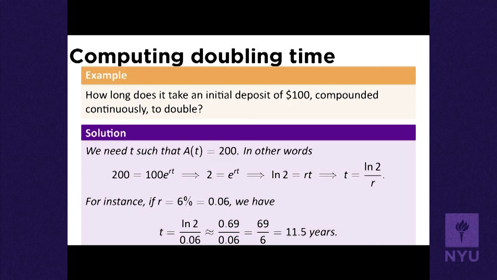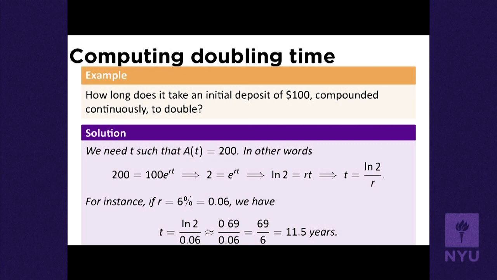Notice that this time value, the doubling time, doesn't depend on your initial balance because the growth rate is proportional to the amount you have. If you put in $100, it's going to take this much time to get to 200. If you put in $1,000, it's going to take this much time to get to 2,000. Okay? It's just a doubling law. So for instance, if you've got 6% interest, yeah, in my dreams, then the doubling time will be 0.69 divided by 0.06. 69 divided by 6 is about 11.5 years.